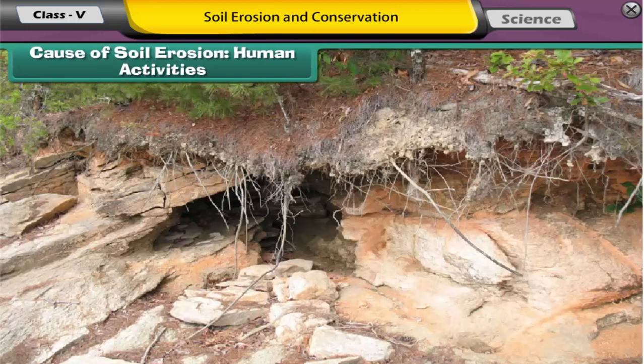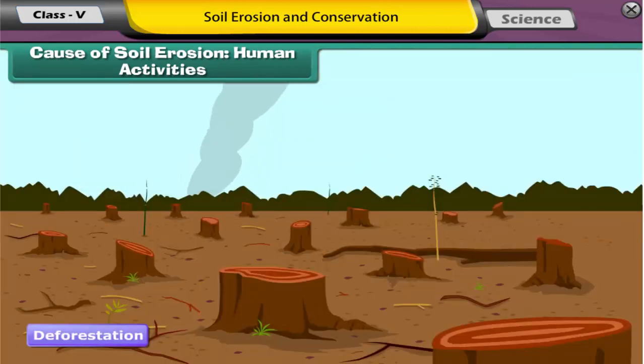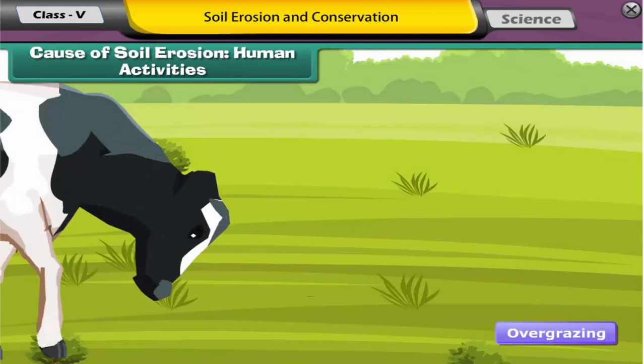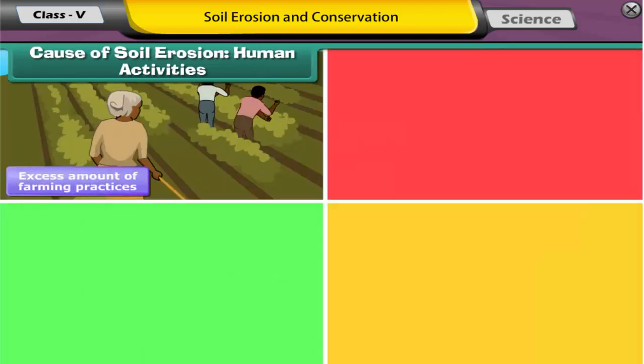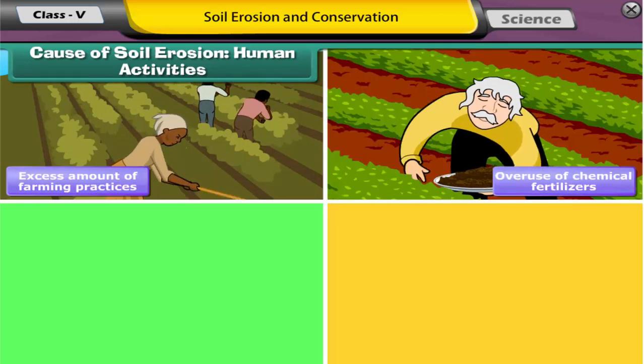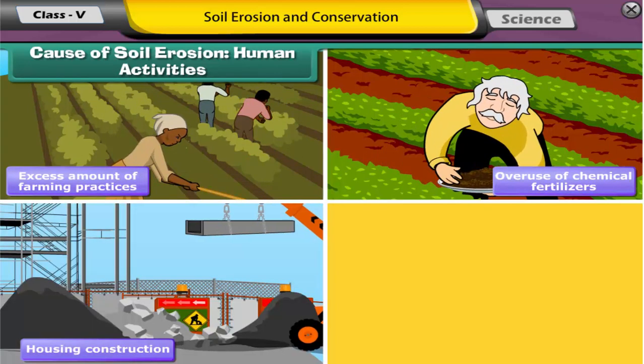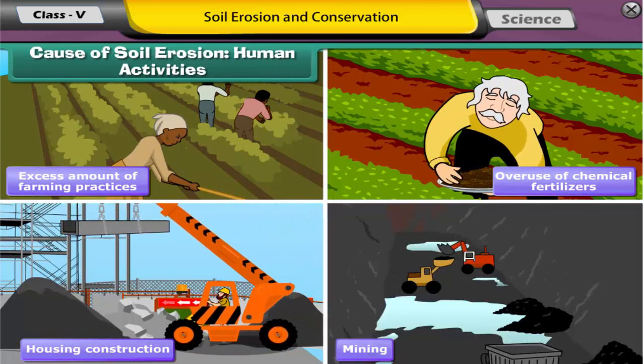Though soil erosion is in itself a naturally occurring process, in many cases it is increased by human activities. Some of these include deforestation, overgrazing by animals, improper or excessive farming practices, trail building, overuse of chemical fertilizers, housing construction, mining, etc.